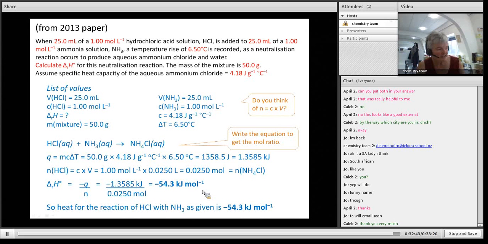Please see how I'm showing all my working. Make sure you show all your working. And then your final statement should be written there for excellence. It's always a good thing to finish on, instead of just leaving it as minus 54.3 kilojoules per mole. Go back to the question, see what they were asking, and make a statement.